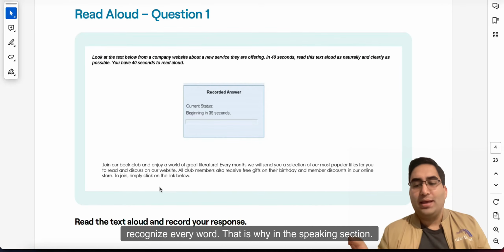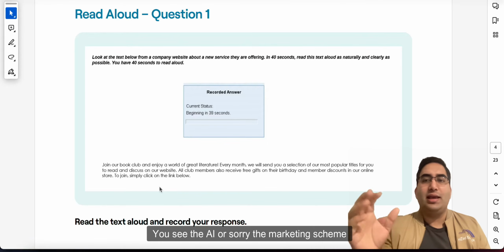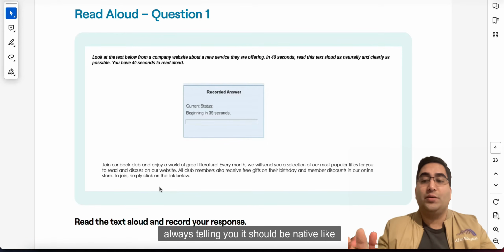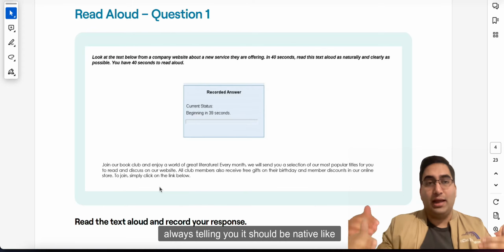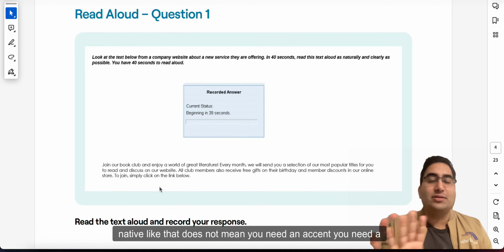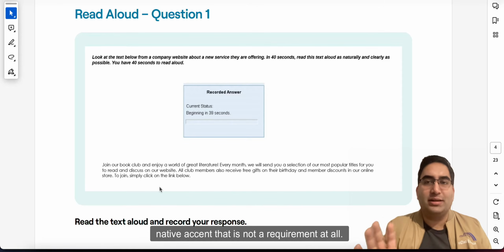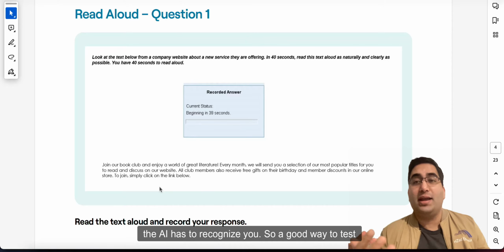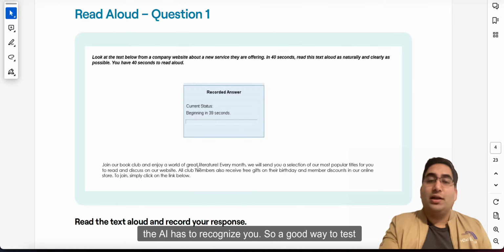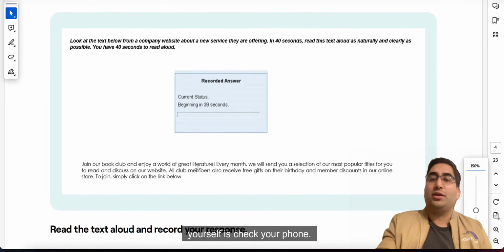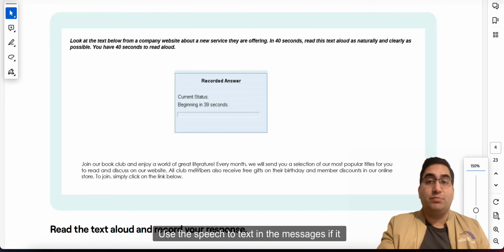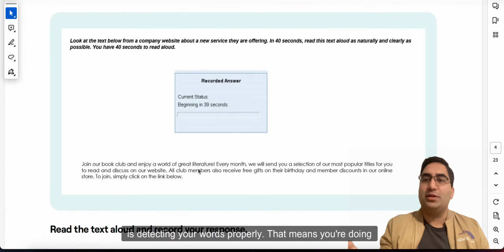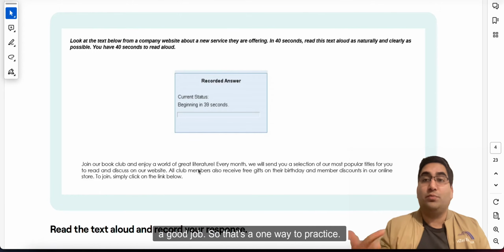That is why in the speaking section, you see the marking scheme always telling you it should be native-like. That does not mean you need an accent, you need a native accent. That is not a requirement at all, but you need to be extremely clear because the AI has to recognize you. So a good way to test yourself is check your phone, use the speech-to-text in the messages. If it is detecting your words properly, that means you're doing a good job. So that's one way to practice.